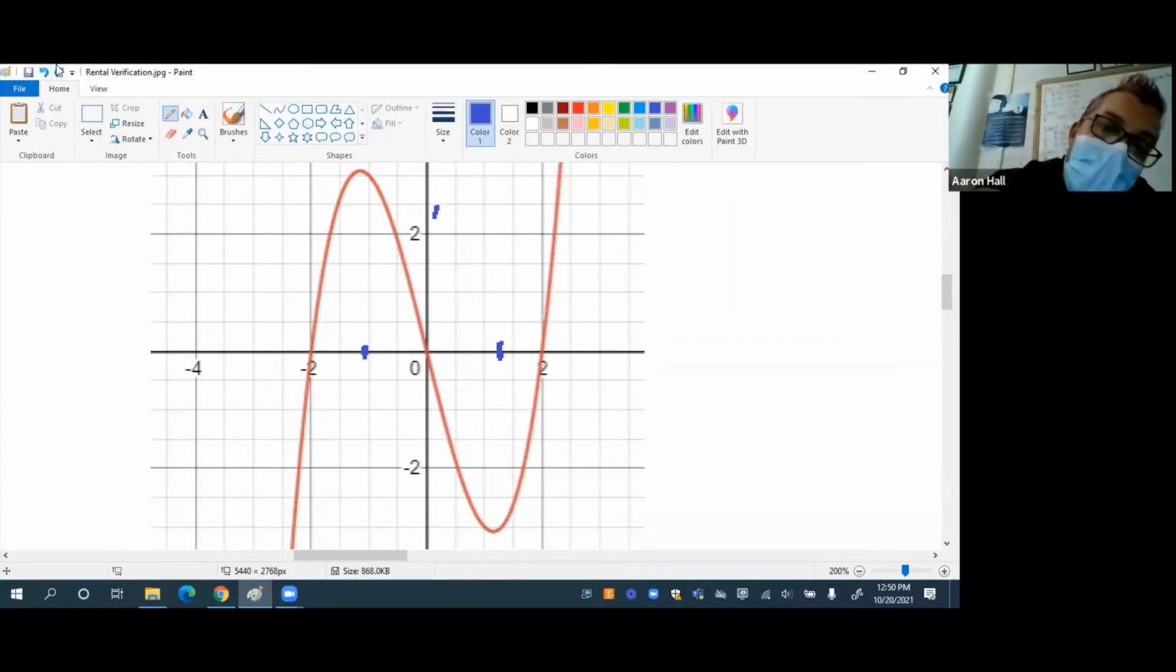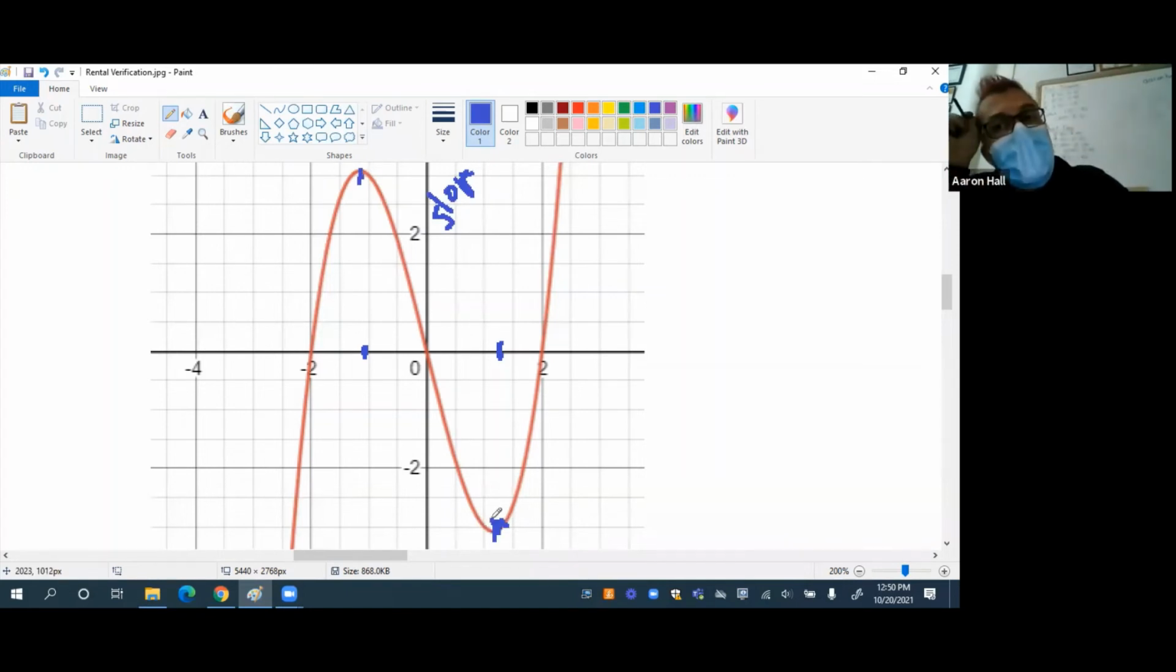Now, if the y-axis is my slope, here's another question. From here to here, can you describe the steepness of the slope when we go from left to right? At first it's negative, but not very steep, right? And then it gets steeper and steeper, up to what is called an inflection point. The inflection point is where the concavity changes, where we're going from concave up to concave down.